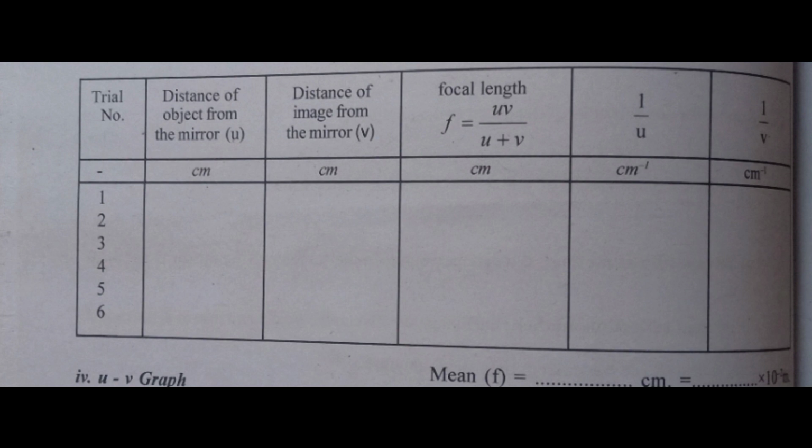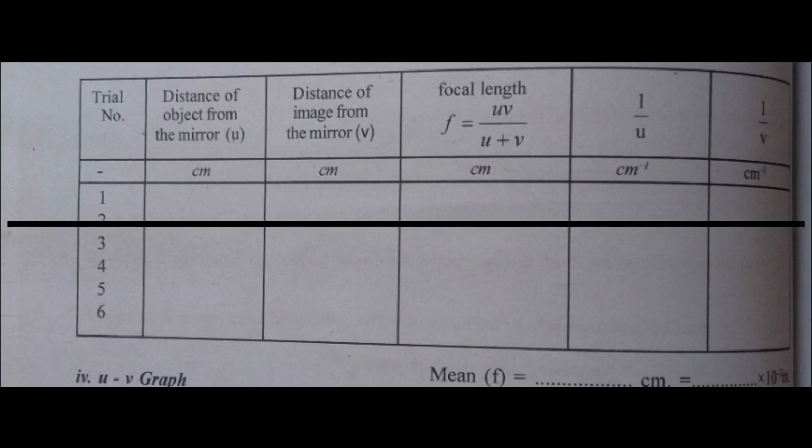Here, after getting the values of U and V, we can calculate the focal length. So F is equal to UV by U plus V. So we can substitute the values of U and V, then we can find the focal length. In the same way, we will repeat the calculation for different values of U and V, then find the mean of the focal length. Here in the last two columns, we can see 1 by U and 1 by V, which we can use for drawing the graph. Okay, so that also you have to calculate.